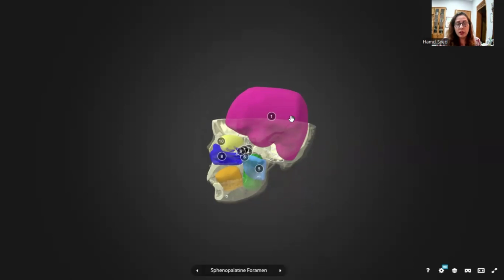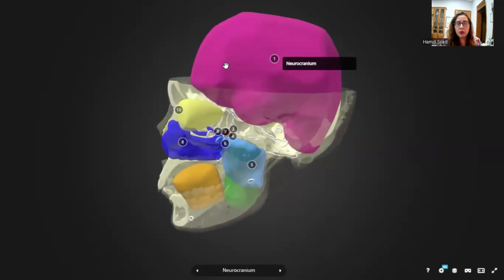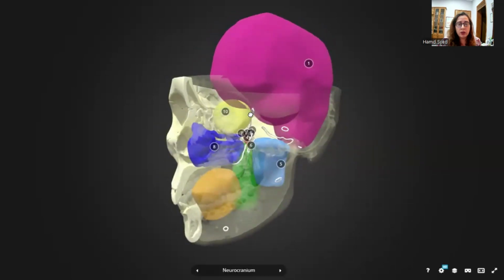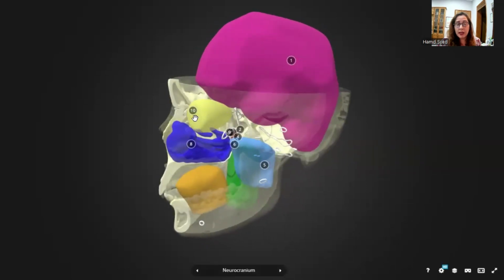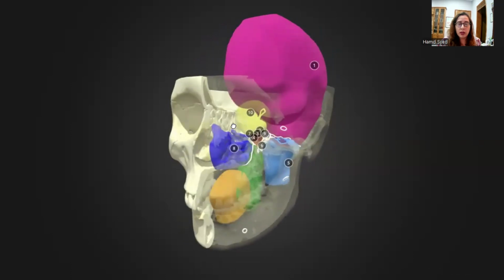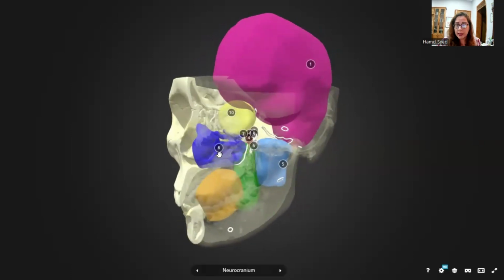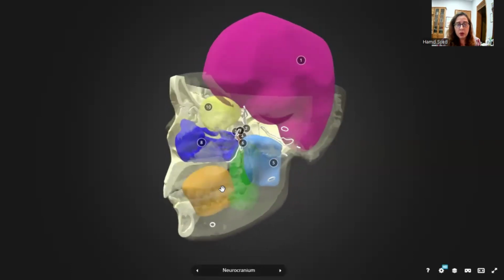So we can see over here that number one is the neurocranium. This is the area in purple. The neurocranium is the part of the skull that contains the brain. So let's come over here now to this area in yellow. This cone-shaped space, which is labeled 10, represents the orbit, which is the area which contains the eyeball. And if we look over here below area 10 in dark blue, this is labeled 8. This is the nasal cavity. And below the nasal cavity in orange is the oral cavity over here.